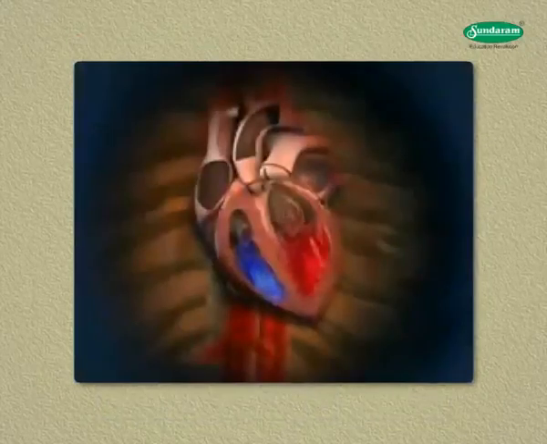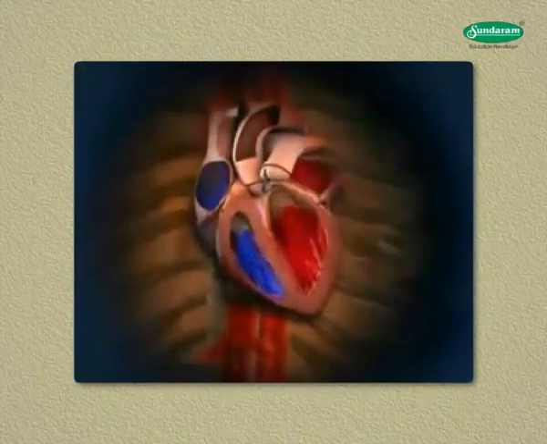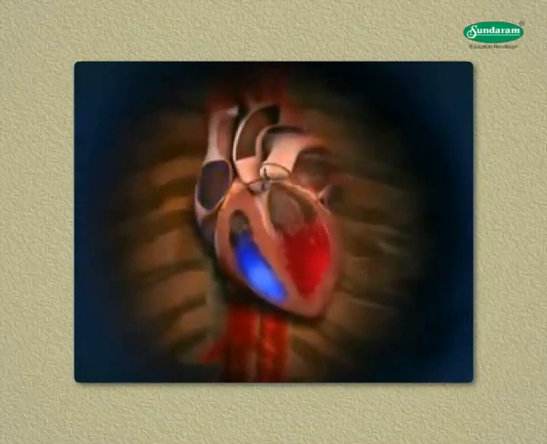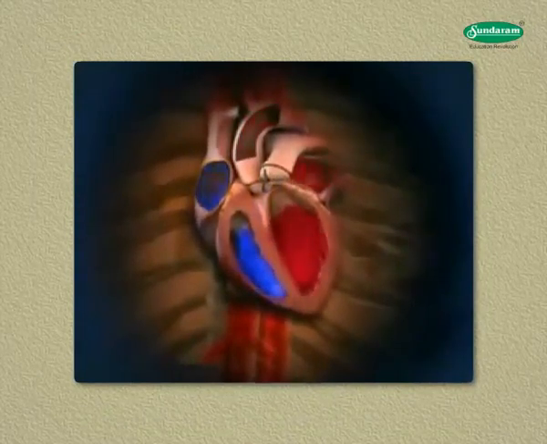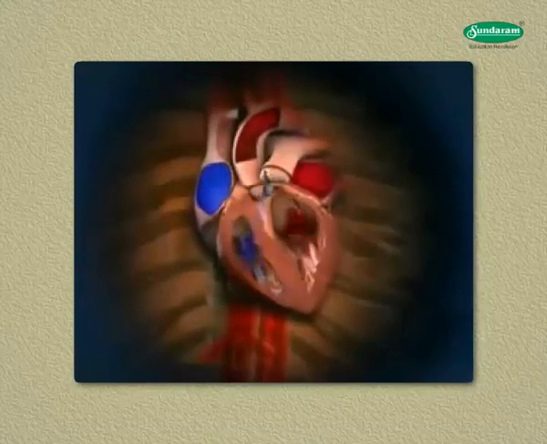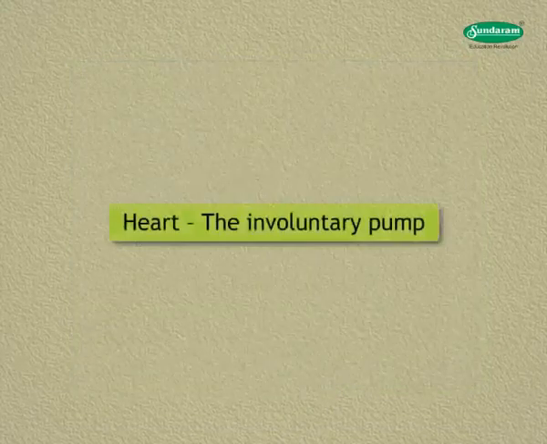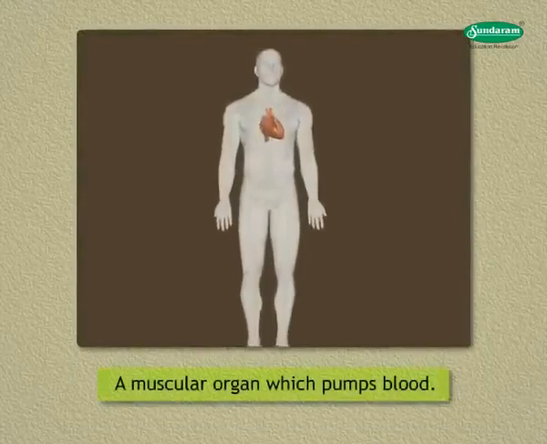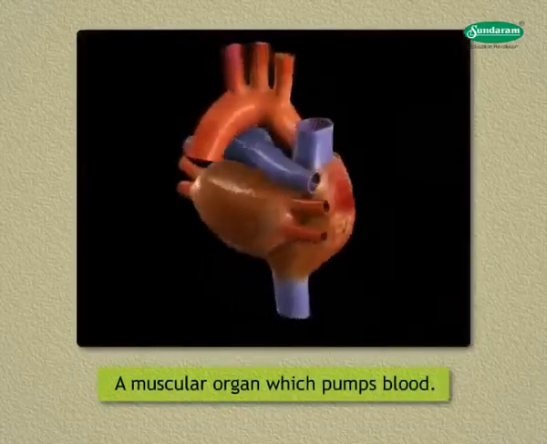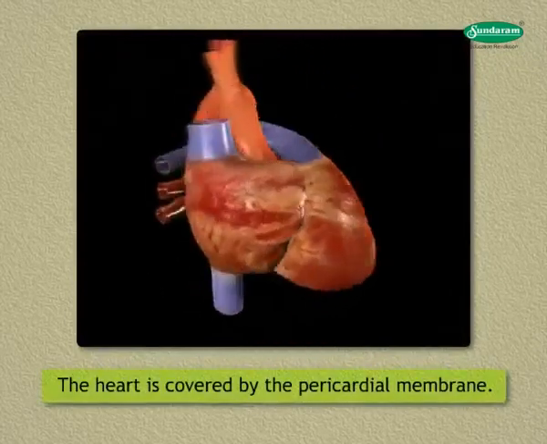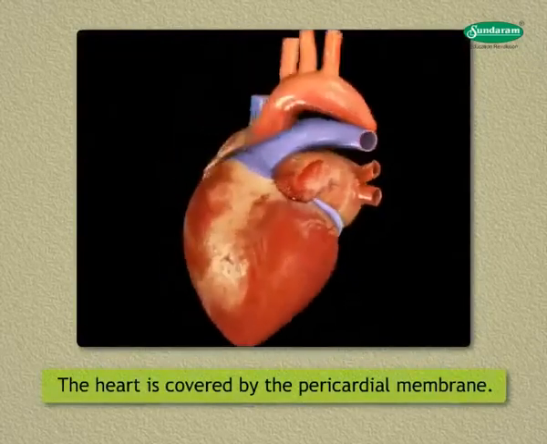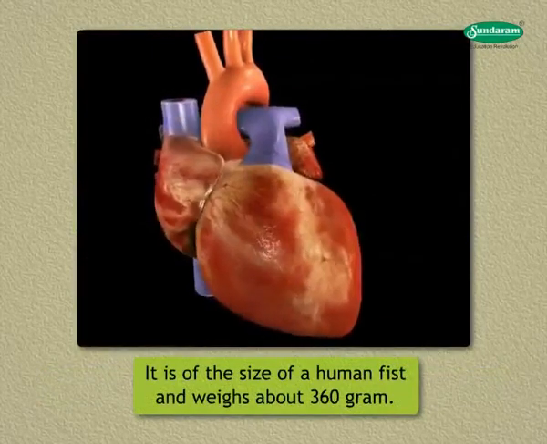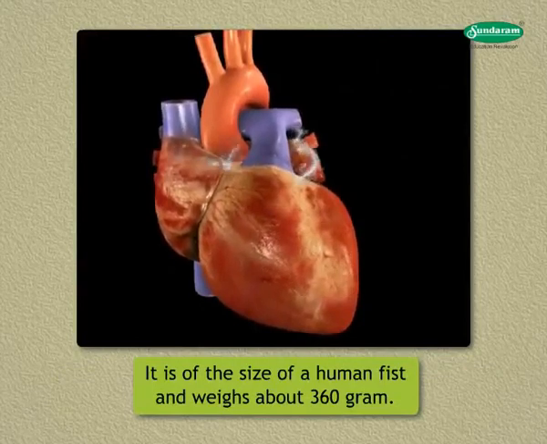A pumping organ is needed to push the blood around the body, along with a network of tubes to reach all the tissues and a system to repair the network from time to time if it is damaged. Heart. The involuntary pump. The human heart is a muscular organ which pumps blood. The heart is covered by the pericardial membrane. It is the size of a human fist and weighs about 360 grams.